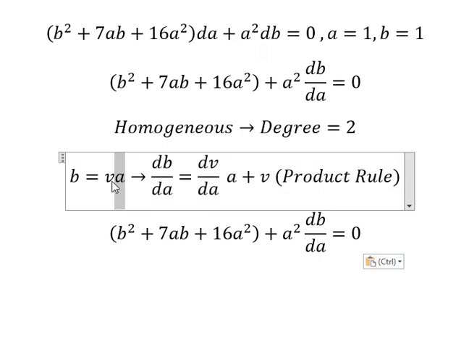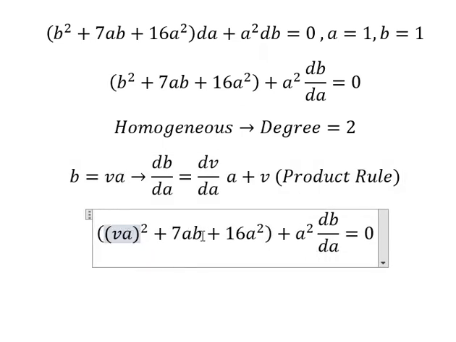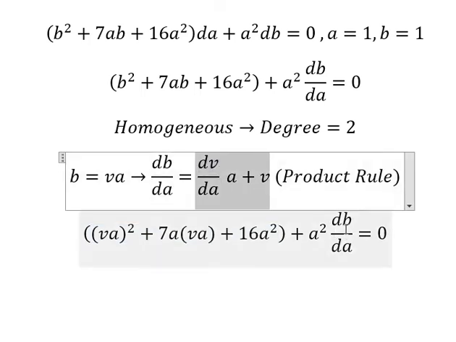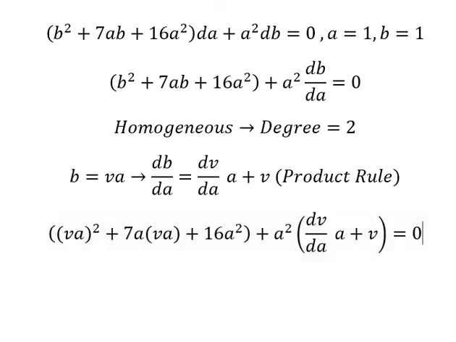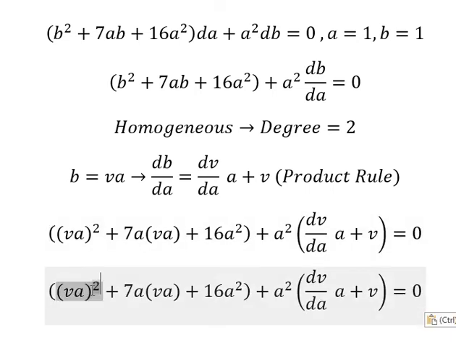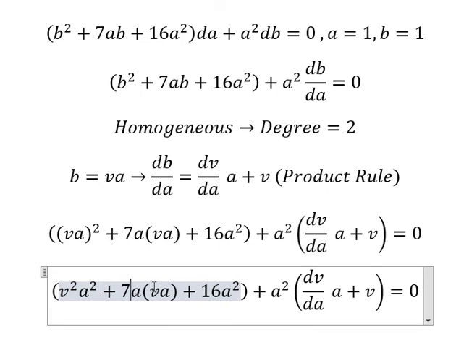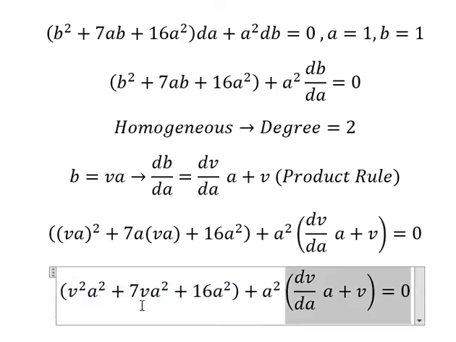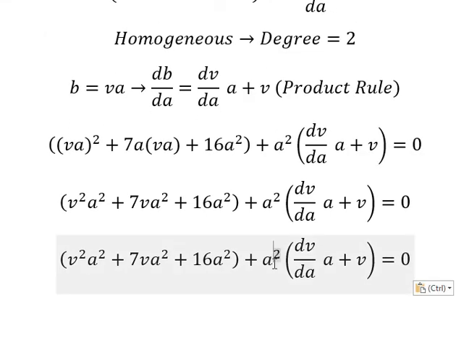So I will put this one here. This one we change by this one. So this one we have v squared a squared. This one we have va squared. And now we need to simplify a squared for both sides.